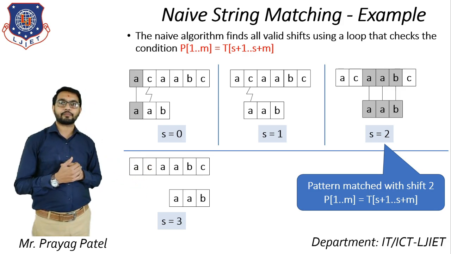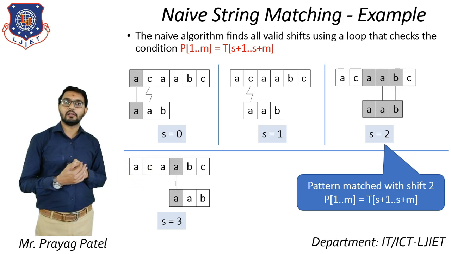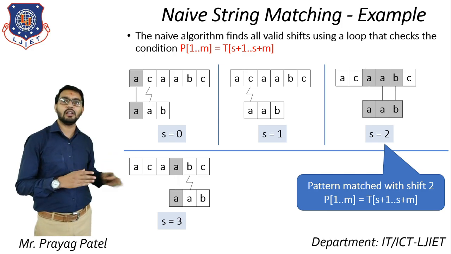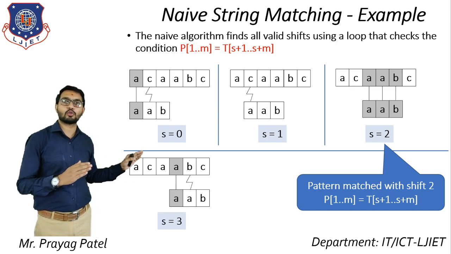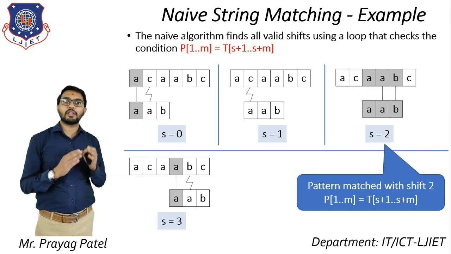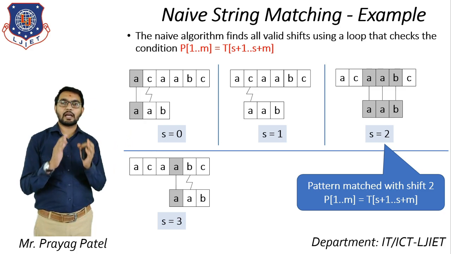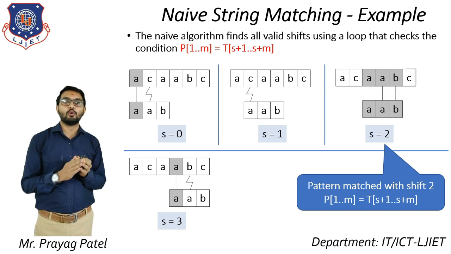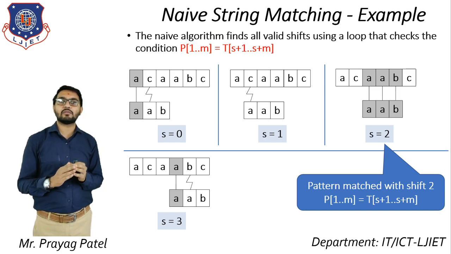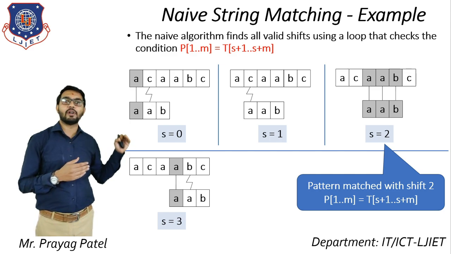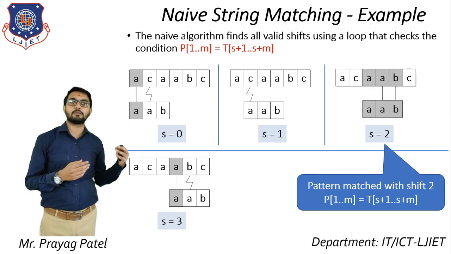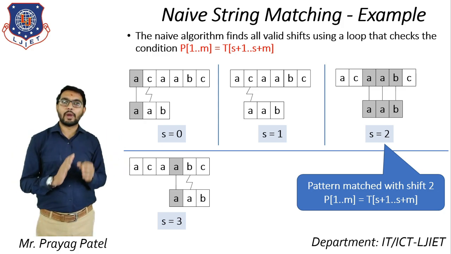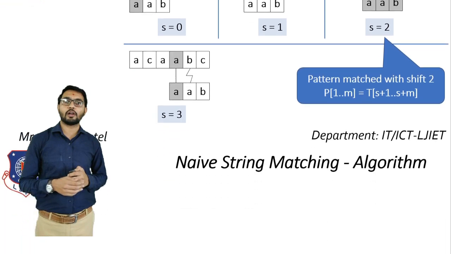Consider S equal to 3. Here compare A with A, then compare B with A. Here no match, so stop the matching process. Now the n minus m process is done, so stop this process. The pattern matching with shift 2 means we can say that the answer of the naive string matching algorithm for the given example is S equal to 2, meaning your text and pattern match with the 2 shift operation. T[1..m] matches T[S+1..S+m]. So here locations 3, 4 and 5 of your text match your pattern.